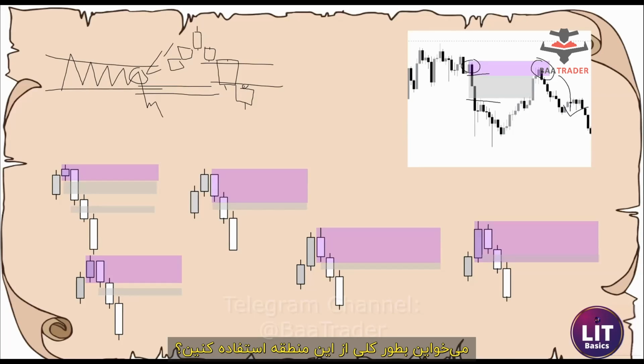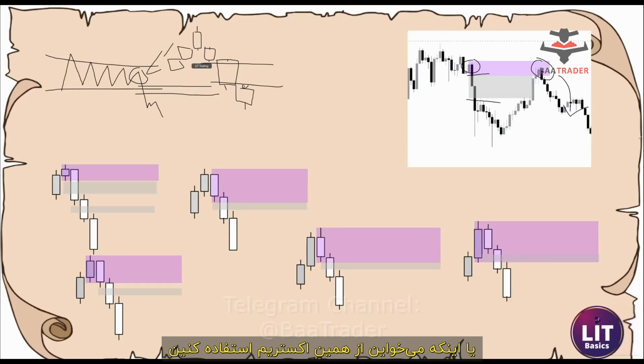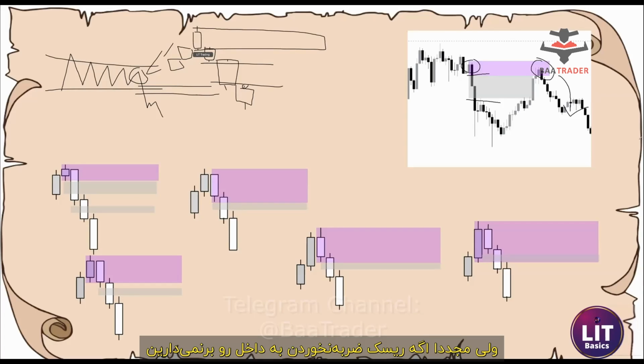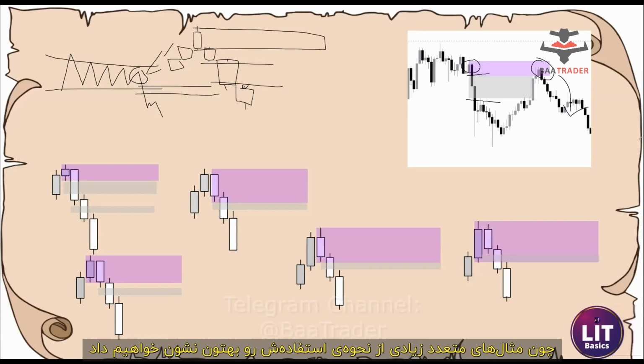Do you want to use this zone overall, or do you just want to use this extreme? But again, then you're limiting or not risking it not getting tapped into. And that's again where your personal preference comes in. You will find out very soon, because we show you multiple examples of how to use it.